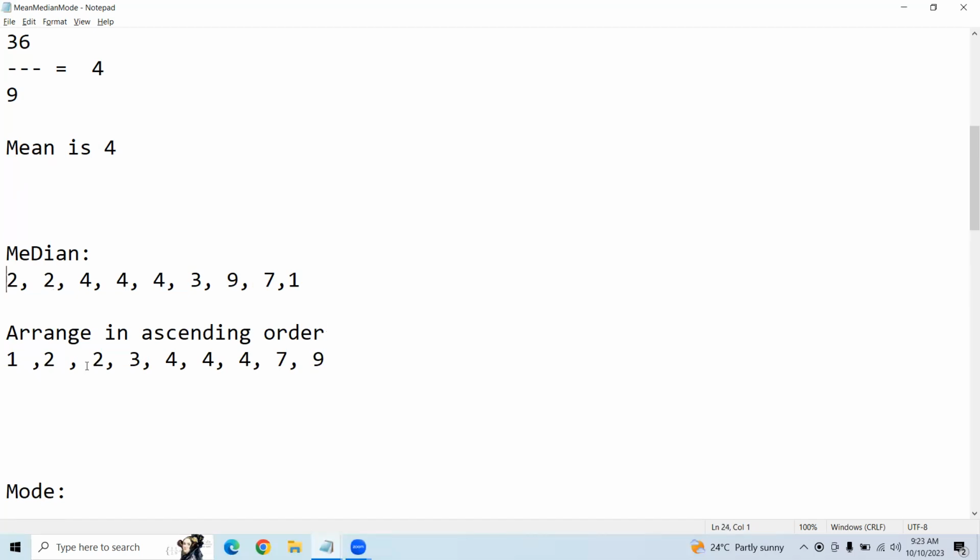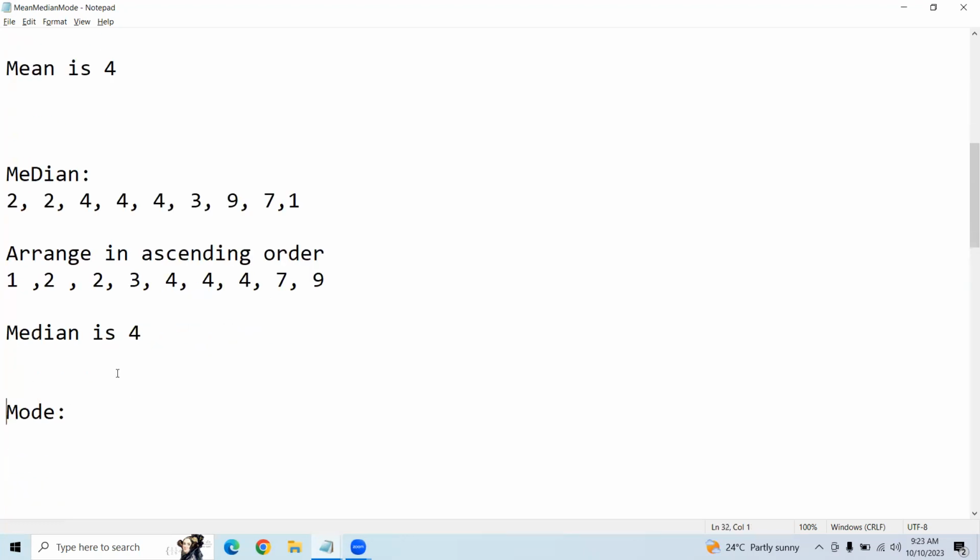Whenever we say midpoint, you see here 1, 2, 3, 4. You have 4 digits over here and you have 4 digits over here. So this 4 comes in the middle. If you are standing in a row, the person in the middle will have the same number of people on the left hand side, and on the right hand side also the same number of people. So here we have 4 digits, here we have 4 digits, so 4 is at the middle. So we can say that our median is 4.